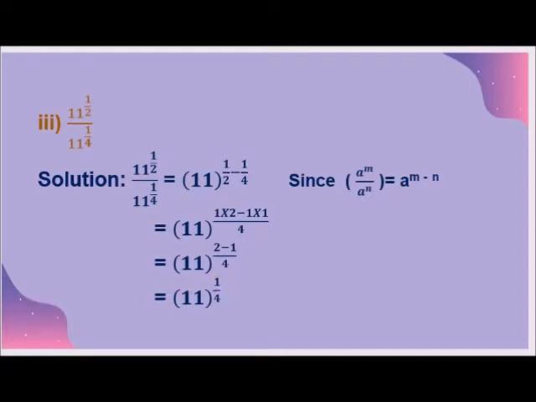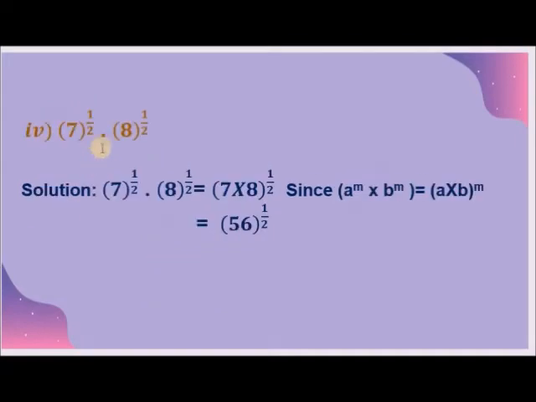Fine. Now our next part is 7 raised to the power 1 by 2 multiply 8 raised to the power 1 by 2. So here we are having different bases and the power is the same. So we will use the law a raised to the power m multiply b raised to the power m is equal to a into b to the whole power m. Now this becomes 7 into 8 to the whole power 1 by 2. 7 8s are 56. So this becomes 56 to the whole power 1 by 2.